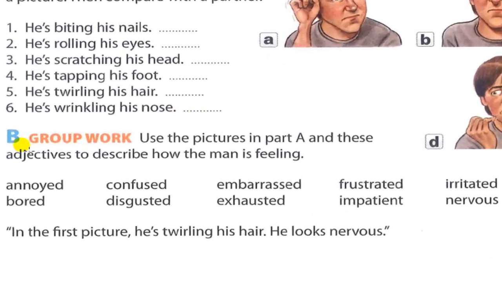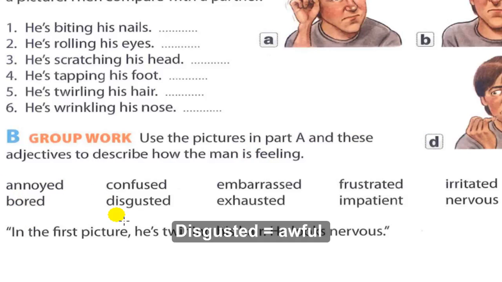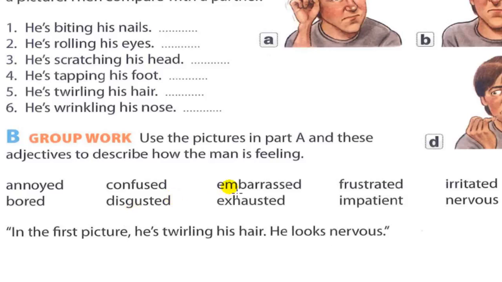B. Group work. Use the pictures in part A and these adjectives to describe how the man is feeling in these pictures. You have heard different adjectives such as annoyed, bored, confused, disgusted. Embarrassed: when someone is in a bad situation.